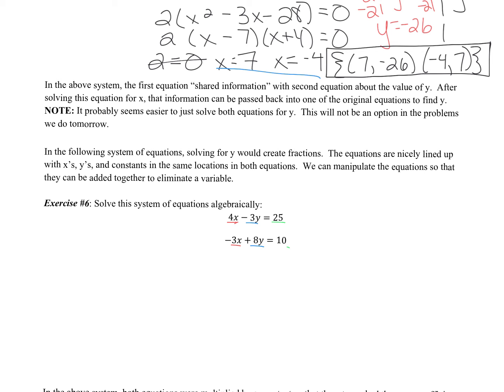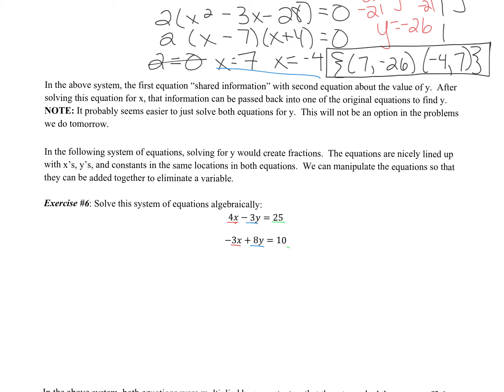The way we go about this is we pick one of the two variables. They're pretty even in terms of difficulty right now. For example, if I had a 3x and a negative 3x in the two equations, they'd kind of already be set up. 4 and 3, 3 and 8, they're going to take the same amount of work. So I want to make opposites, and I'm going to pick x's. So it's kind of like finding an LCD for 4 and 3 because we're looking at the x's. So that would be 12.